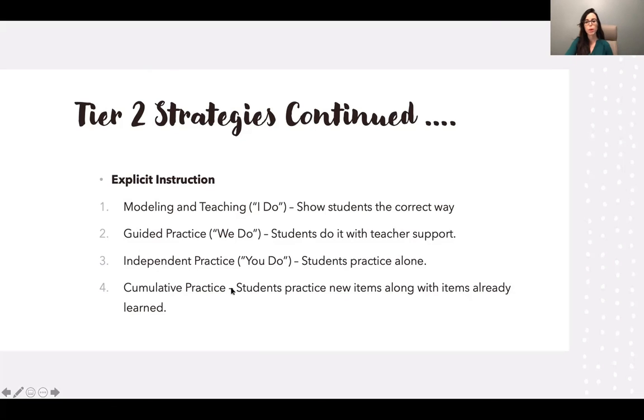And then cumulative practice just means even if you learned how to count coins that day, you maybe have an assignment in a couple of weeks that you're doing something similar but not exact, and you would say, okay, we had a story problem about addition. Now let's get the coins out and I want you to add this money together. So you're bringing something you already learned back into the picture, okay?